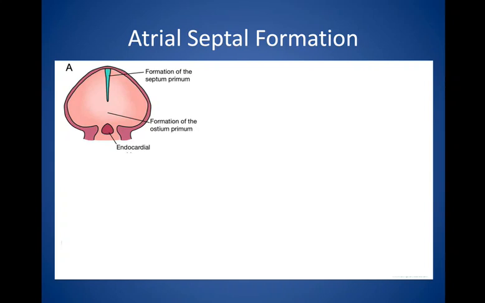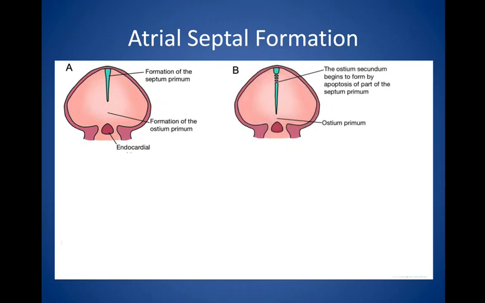So let's go through atrial septal defects. I know we'll go through a little bit about embryology. And so the first steps when we look at how the atrial septum forms, you have formation of the septum primum, as well as the hole that's there, which is the ostium primum.